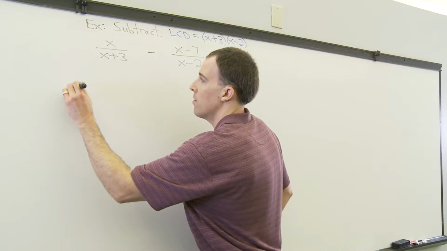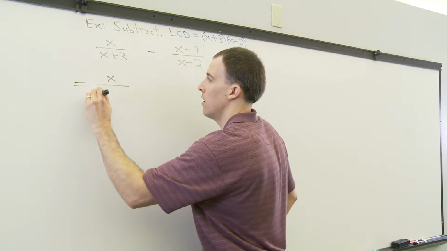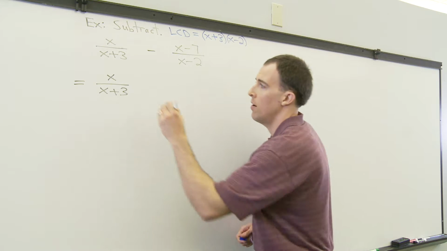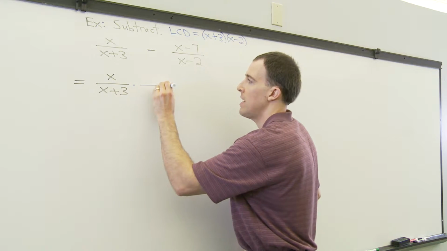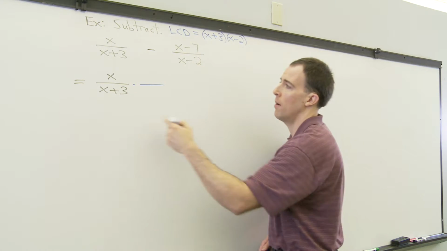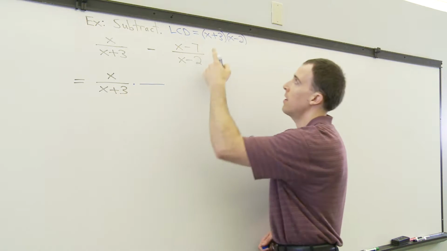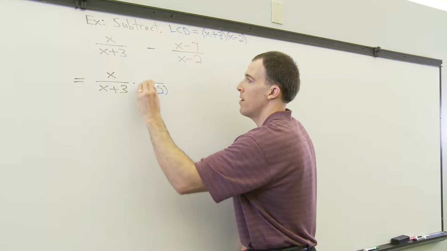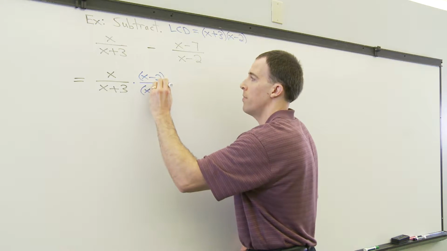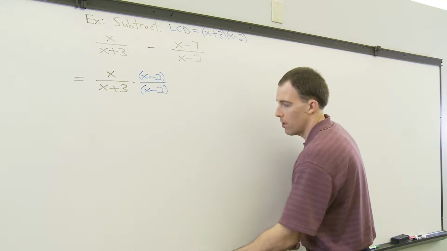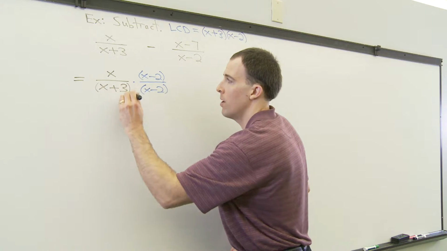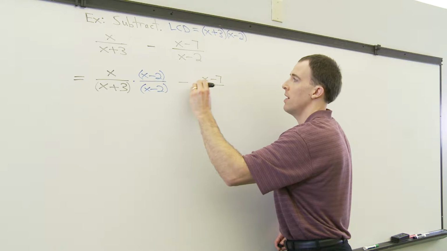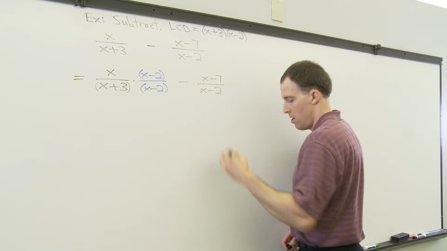So we've got x over x plus 3. We need to multiply the numerator and denominator of this fraction by whatever we need to form the common denominator. Currently the denominator has x plus 3 in it. It does not have the x minus 2 factor, which means we need to multiply the numerator and denominator of the first fraction by x minus 2. Okay. And I'm going to enclose the x plus 3 in parentheses there. Minus, I'm copying down the second fraction, x minus 7 over x minus 2.